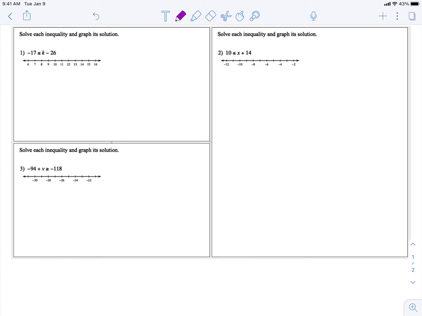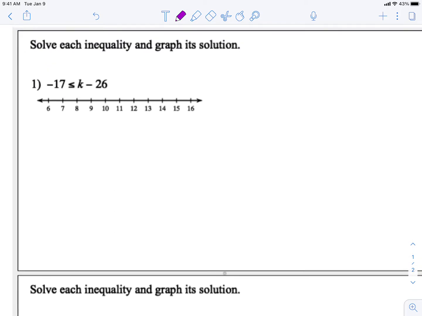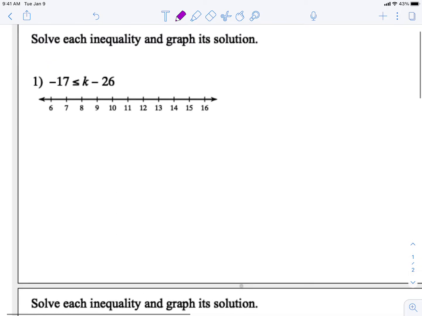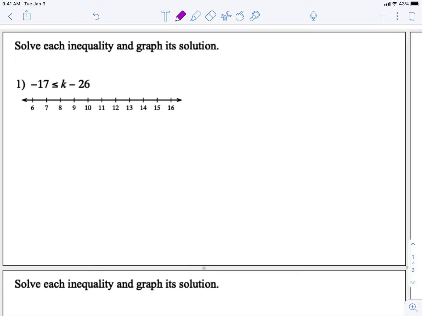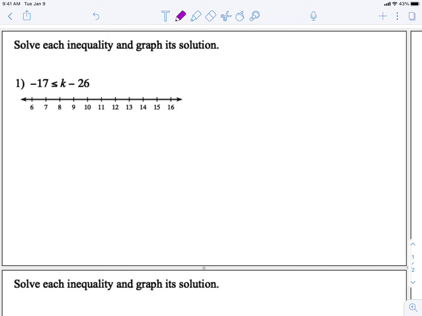All right, so let's start with number 1. Again, this is a review, so everybody should be comfortable with this. We're going to start by rewriting this problem here. Negative 17 is less than or equal to k minus 26.